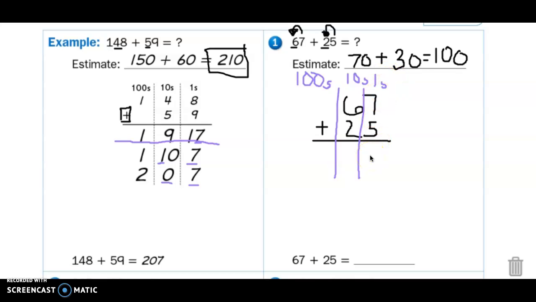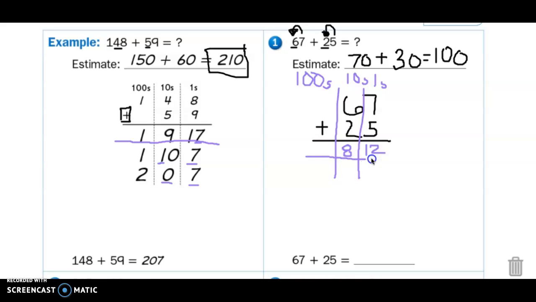What is 7 plus 5? 5 plus 5 is 10, and I know 7's 2 more, so 10 plus 2 is 12. Normally, I'd put my 2 down and carry my 10, but we're just going to keep it in the column since we're doing column addition. What is 6 plus 2? 6 plus 2 is 8. Should I put anything in my hundreds? Nope, nothing to add up.